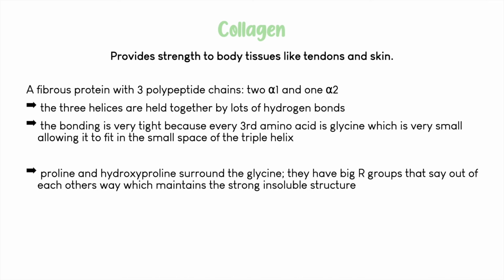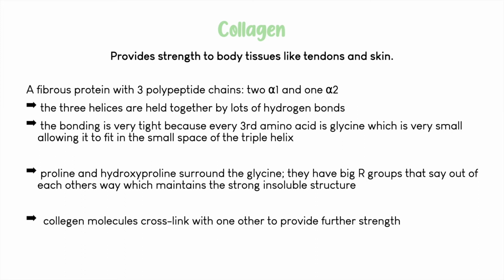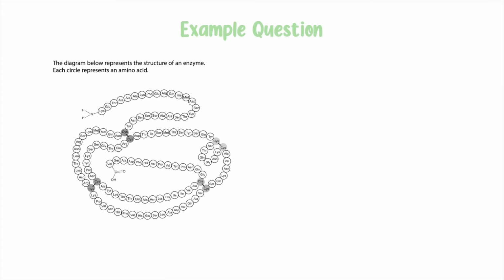They have big R groups that stay out of each other's way, which maintains the strong and insoluble structure of collagen. Collagen molecules can cross-link with one another to provide further strength as well. So finally, we're going to look at an example question. This example question links proteins to enzymes.